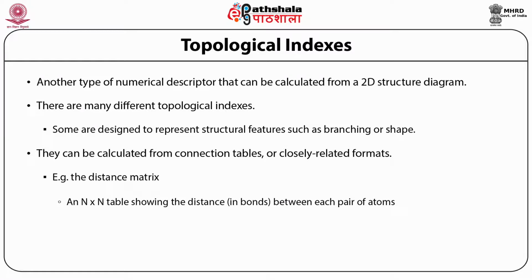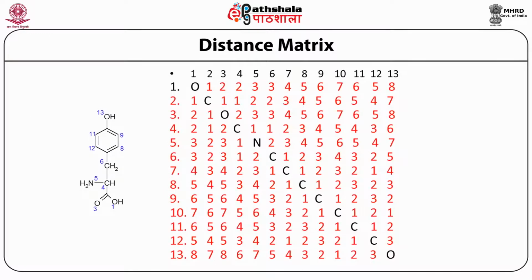A distance matrix, which gives the number of bonds by which one atom is separated from another atom, can also be included. These are all topological indices. Here is an example of one topological index, called the distance matrix. The numbers on the rows and the columns represent the atoms.